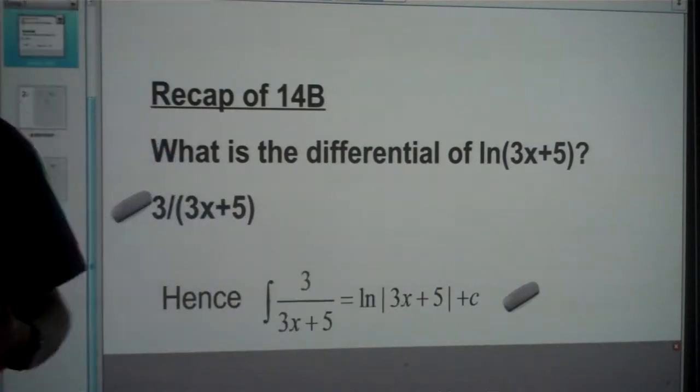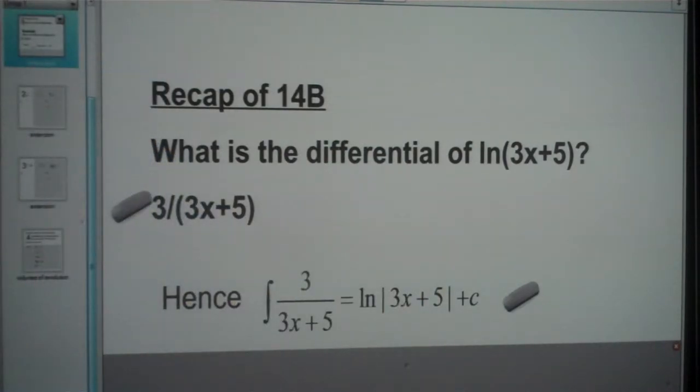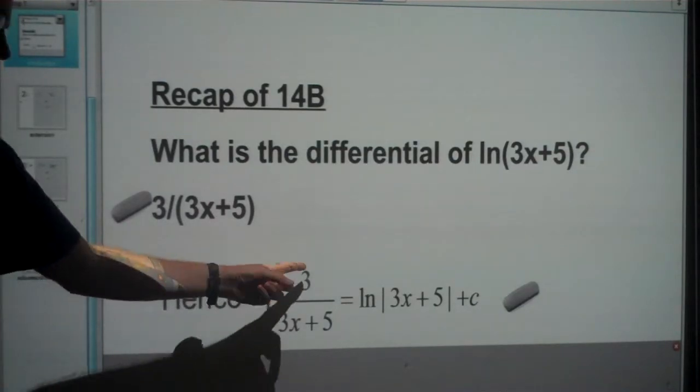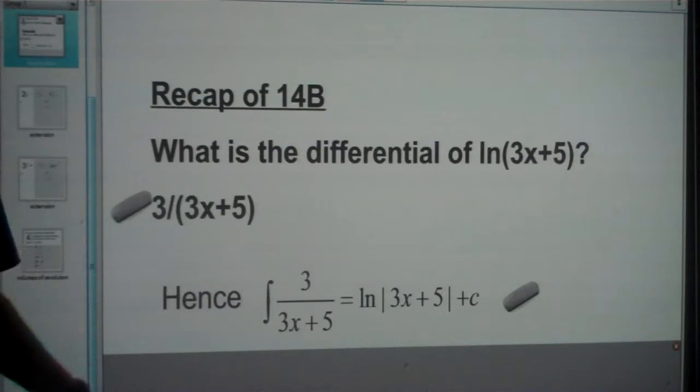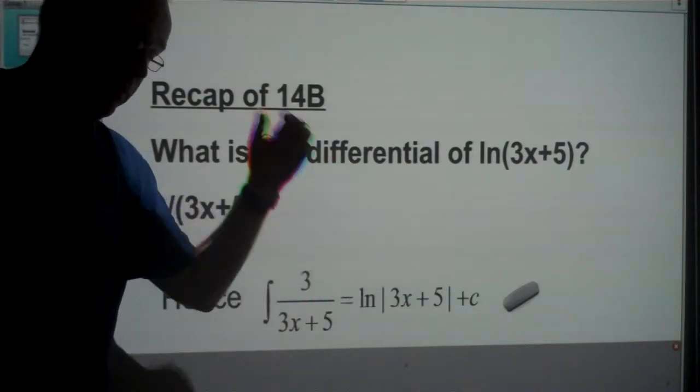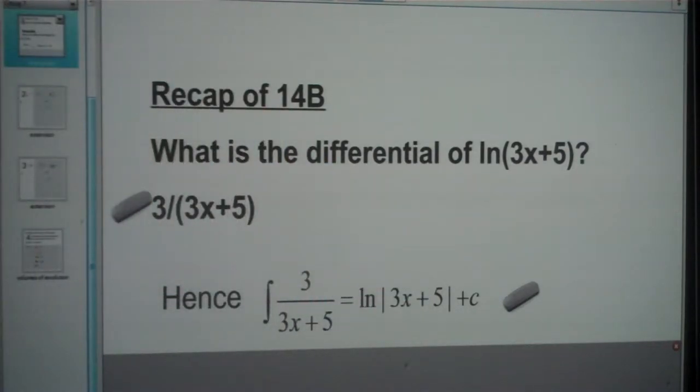Now, notice one other thing that I included in my answer here as well. I also included absolute values. Now, why did I do that? Remember, when we do the ln function, we're not allowed any negative values. So to get around that problem, I've put the absolute value here. So one of the things we're looking for in today's question is, is the top the differential of the bottom? If it is, then we can say it's the ln of the bottom plus c.